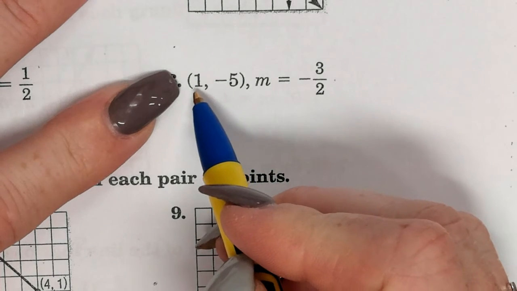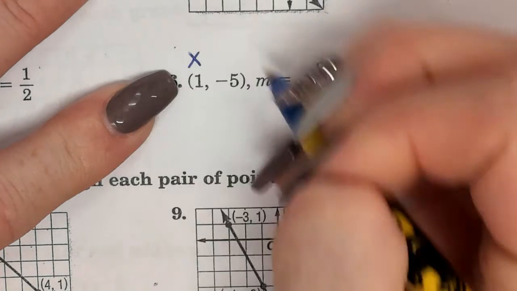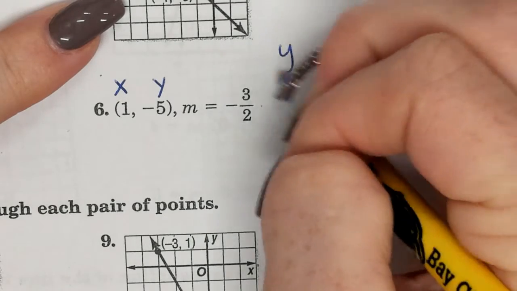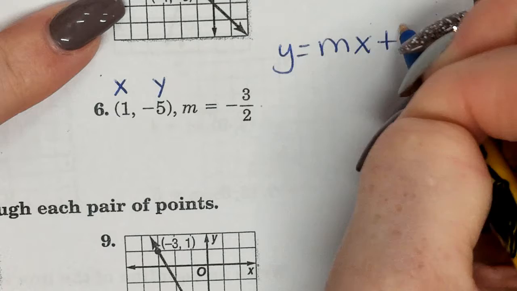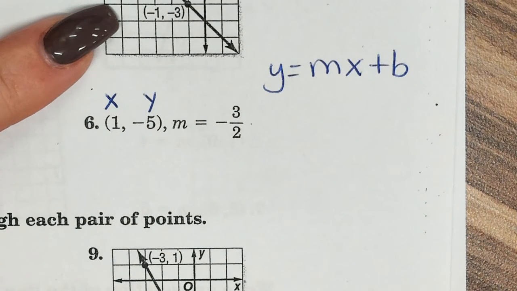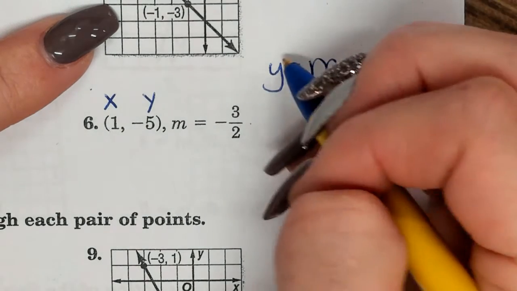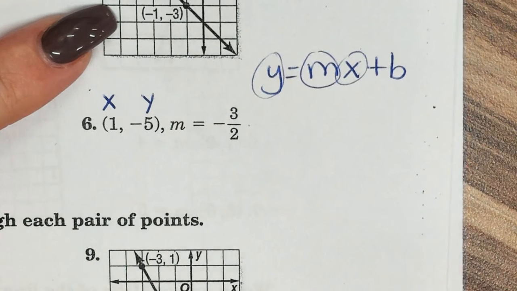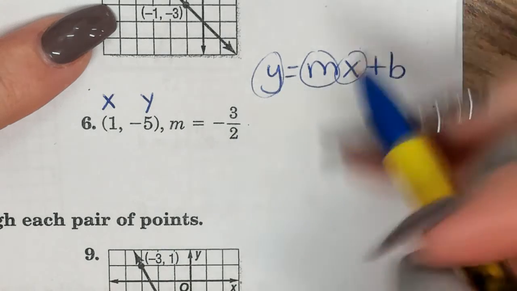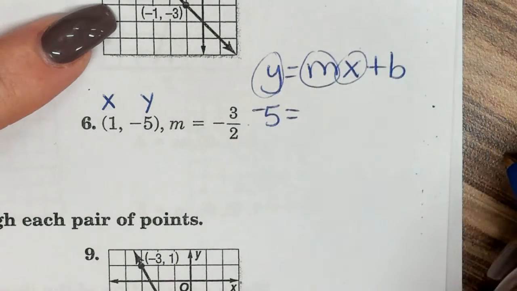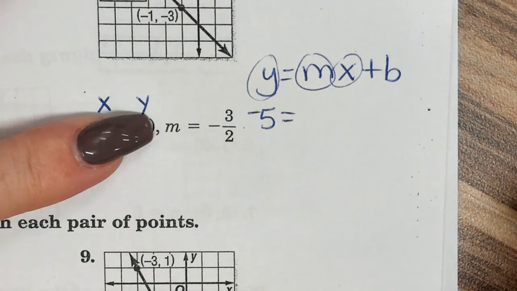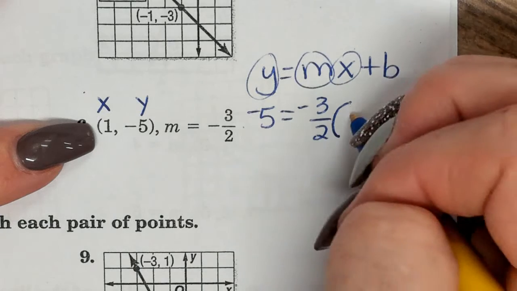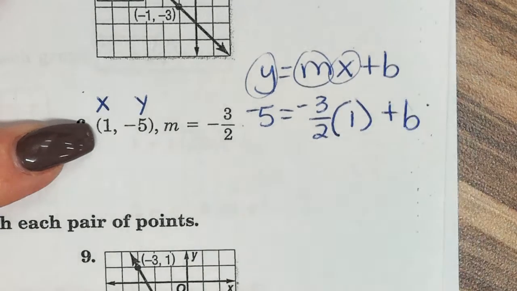This is a what? Okay. What is this? And this is the slope. So in y equals mx plus b, I am going to plug something in for y, m, and x to solve for b. So what am I going to put for y? -5 equals. What am I going to put for m? -3/2 times. What am I going to put for x? Plus b.